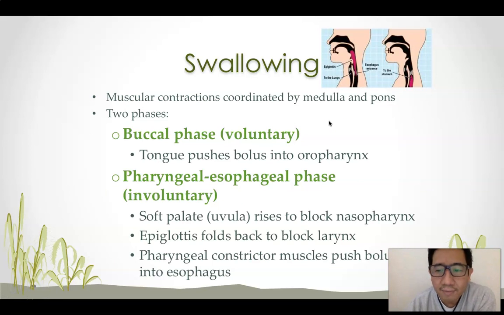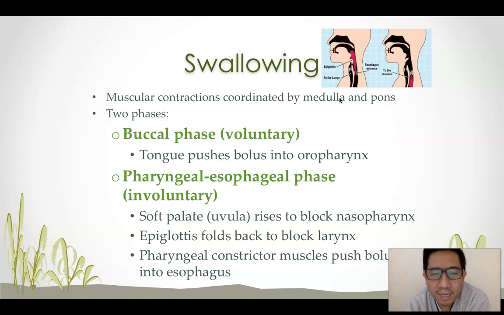Swallowing, there are two phases of swallowing. You have the buccal phase when you swallow. Buccal is when you purposely swallow inside your throat. So your food, buccal phase. Buccal means cheeks. Buccal means cheeks. So when you finish your chewing and you start swallowing, it would be the buccal phase. Buccal phase is going down. You purposely put your food down.